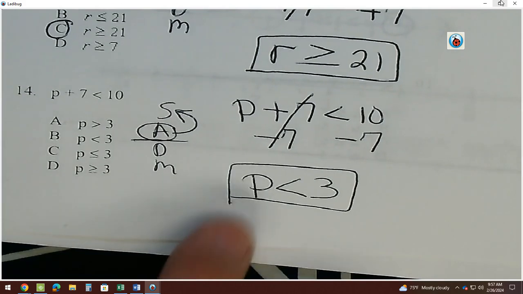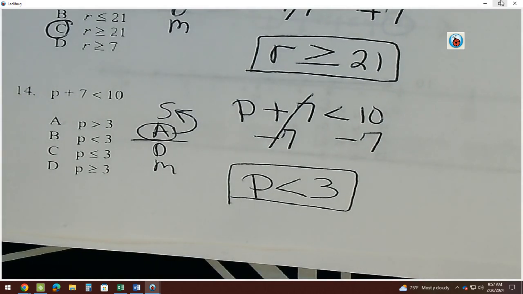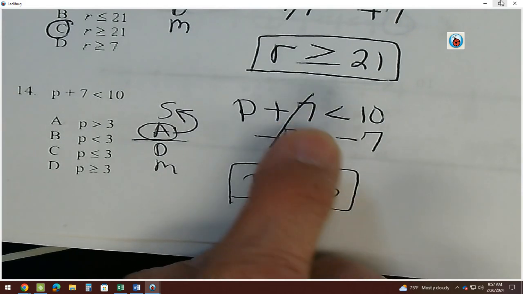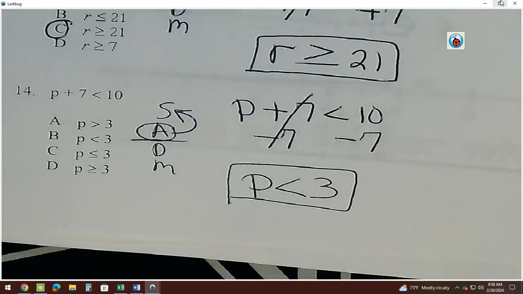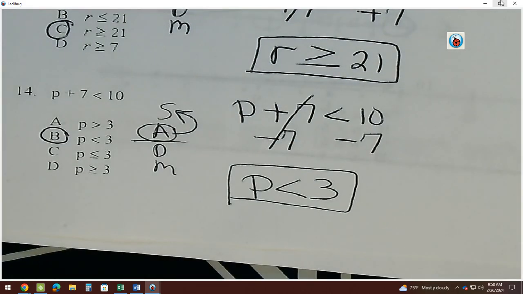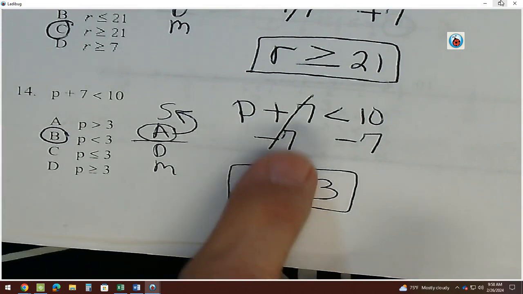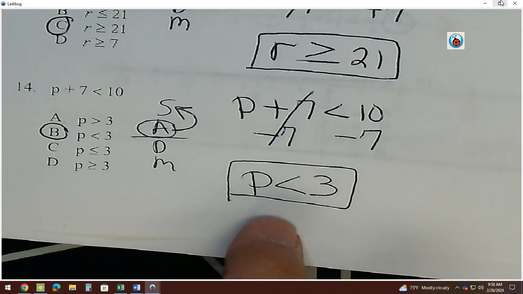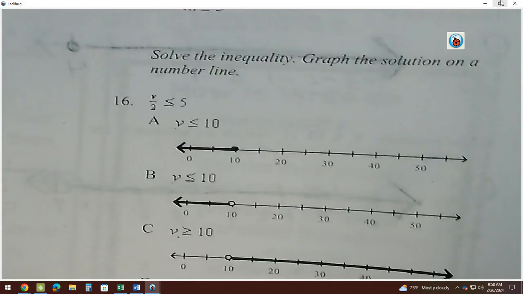What else can be P besides 2? 1. Let's test it. What's 1 plus 7? 8. Is 8 less than 10? Then I'm real comfortable that the answer is letter what? D. It's good that once you solve, guys, you go test your solution to see if it's true, your inequality.